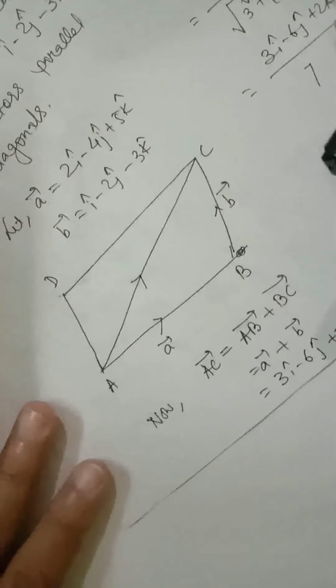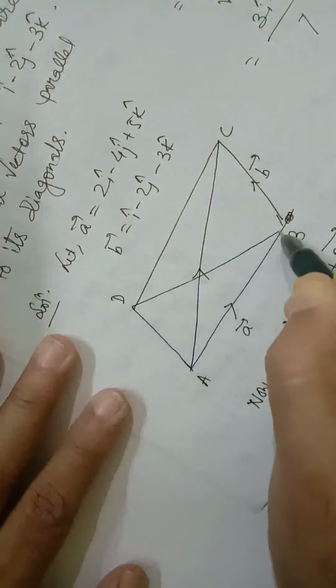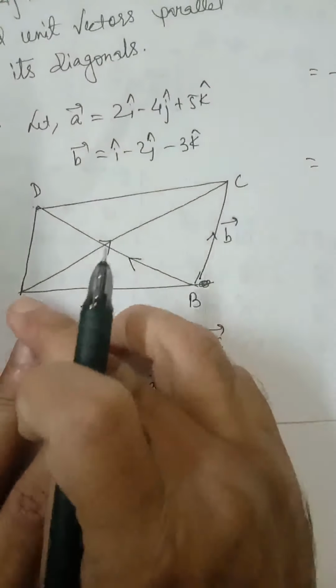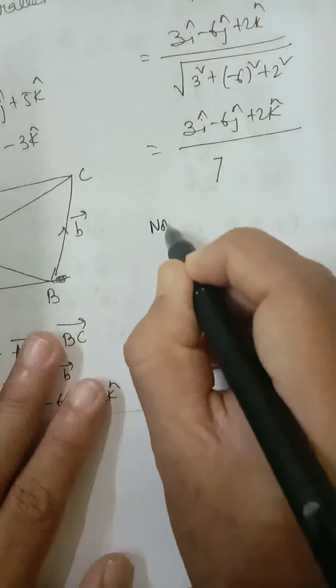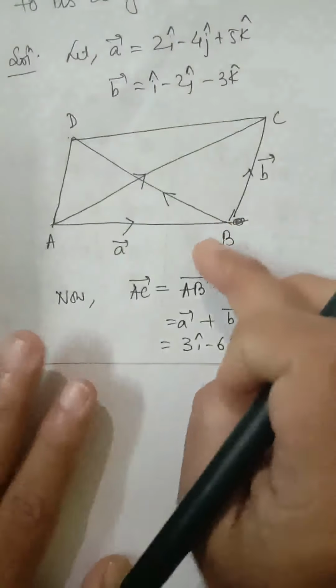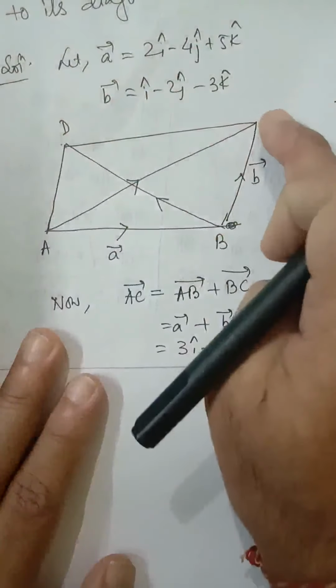Next, the second diagonal, which is BD. The second diagonal is BD. AC, BD. Now, BD vector equal to B to D is BC plus CD.